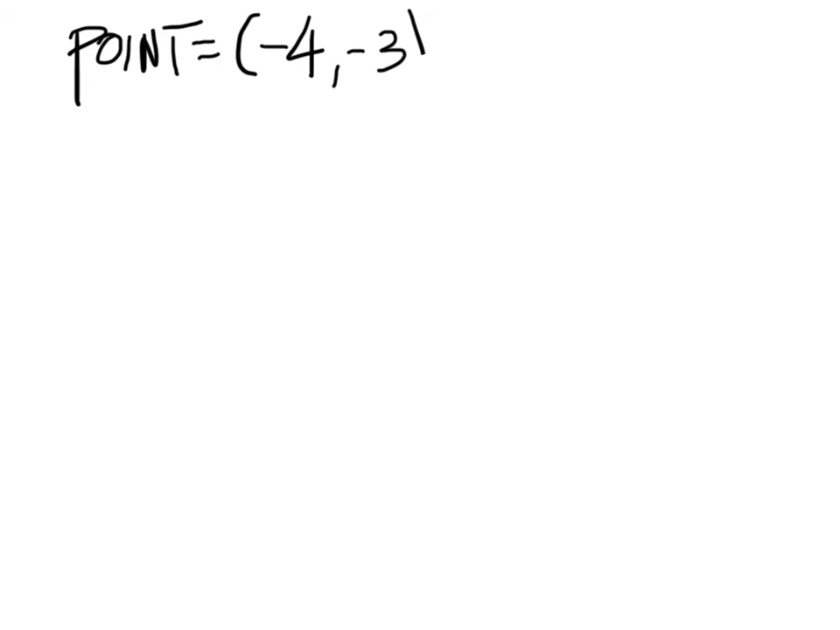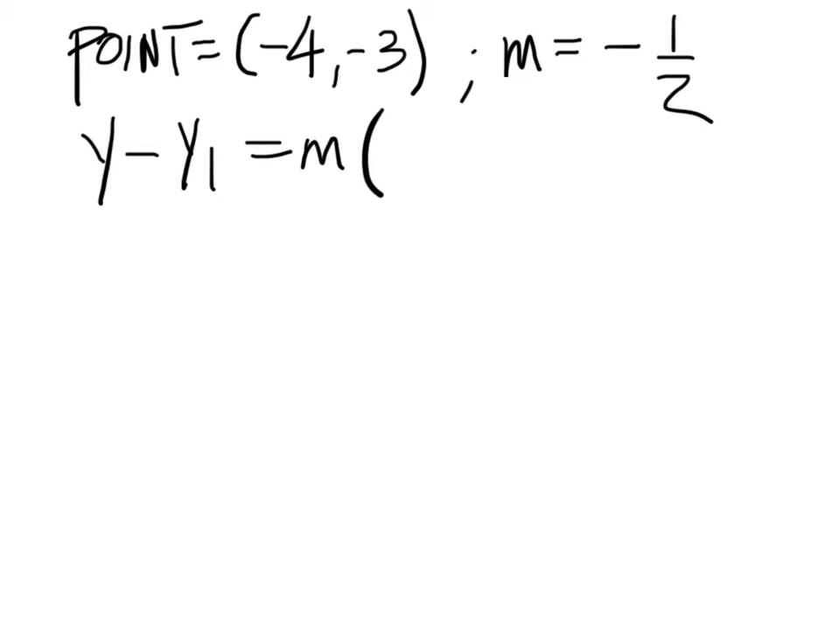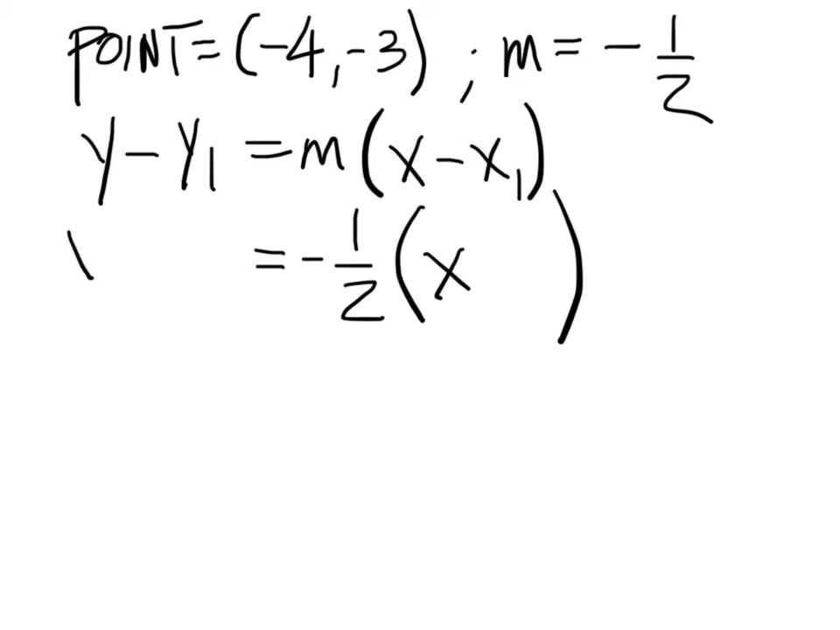Here's another example. The point is negative 4, negative 3. And the slope is a negative 1/2. Of course, it's y minus y1 equals m times the quantity x minus x1. Plug in what you know. The slope is a negative 1/2. And for your point, it's negative 4, negative 3. The x is negative. If the x is negative, minus a negative is going to be plus 4. The y is a negative 3. Minus a negative 3 would be plus 3. That is it.